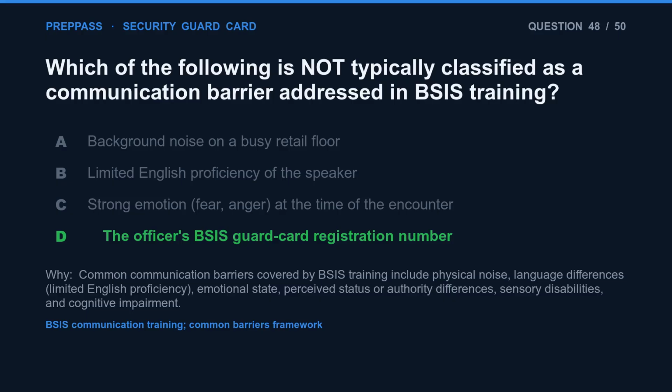The correct answer is D. Common communication barriers covered by BSIS training include physical noise, language differences, limited English proficiency, emotional state, perceived status or authority differences, sensory disabilities, and cognitive impairment.